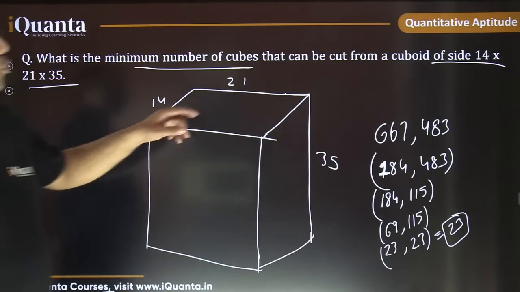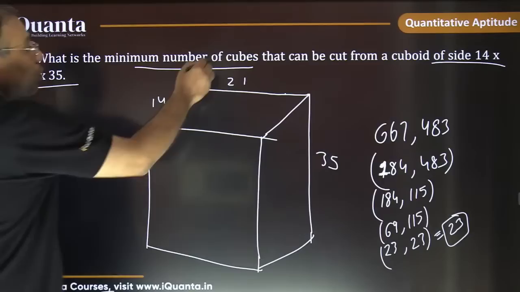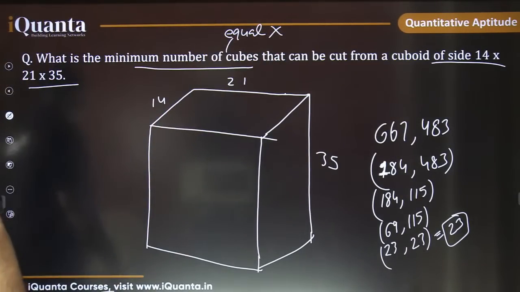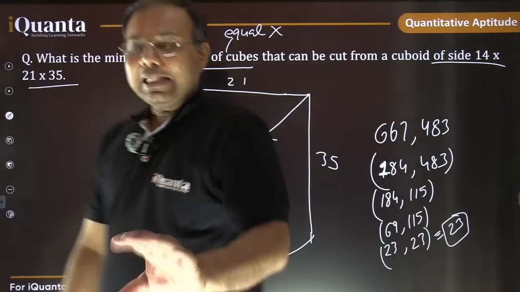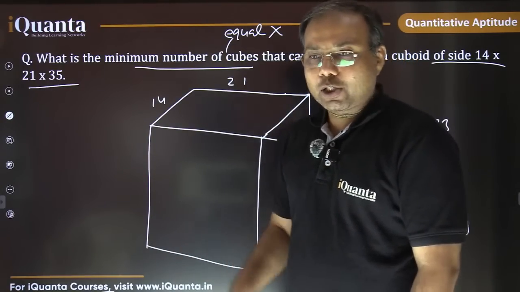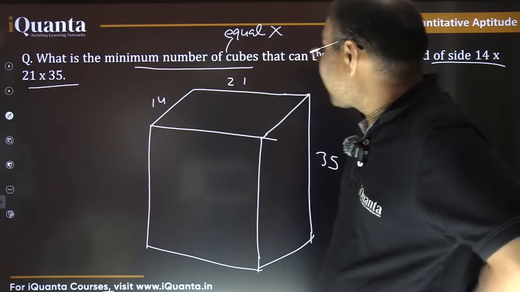From this cuboid, we need to cut cubes, and the minimum number of cubes. Now mind that it is not mentioned here that they are equal cubes. It is not mentioned here. Who said that they should be equal? Why are you taking LCM? Why are you taking HCF? No. We want to have the minimum cubes. Okay, tell me, what largest size cube can you cut from here? What is the dimension of the largest cube that you can cut? What is the side length of the largest cube that you can cut from here? Please tell me.